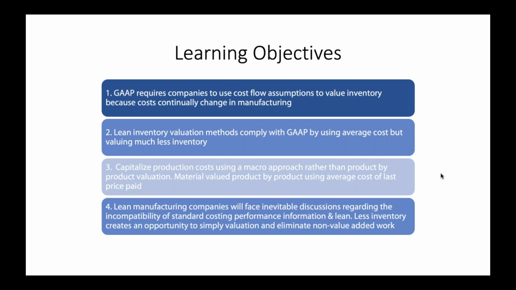And fourth, lean manufacturers will have to face inevitable discussions regarding the incompatibility of standard costing, performance information, and lean practices. Have that discussion. If you're in finance, lead that discussion. And less inventory creates an opportunity to simplify valuation and eliminate non-value added work. Again, that is another discussion. These are strategic discussions that don't reside just in finance, but are cross-functional. I remember having these discussions, and I think they really, really work. So that wraps up the presentation.